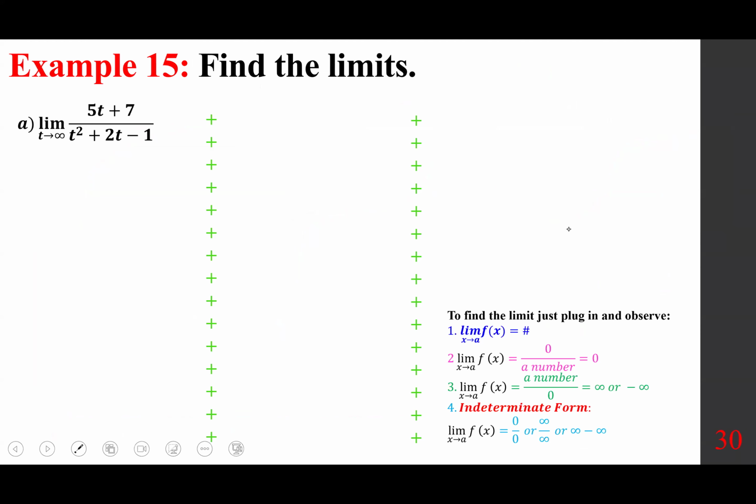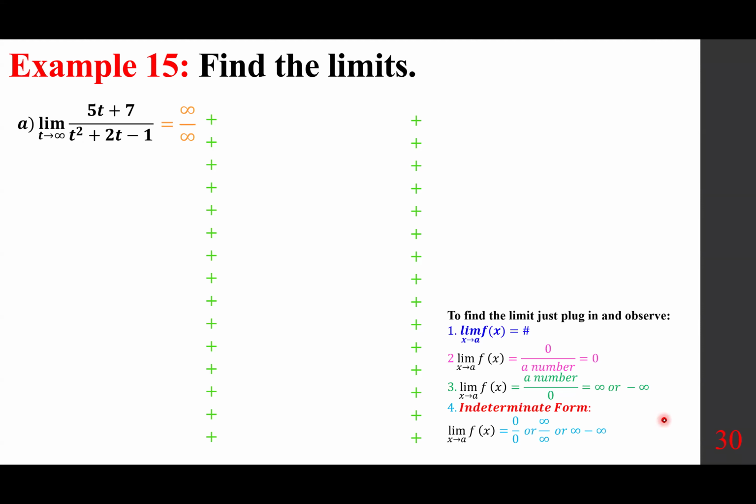We want to find limits, and first and foremost, I want to remind you how to find limits. Plug in and observe. If the limit of f of x as x approaches a is a number, you're done. If it's 0 over a number, you're done. It's 0. If it's a number over 0, it's infinity or negative infinity. You have to figure out positive or negative. But in most cases, we end up with the indeterminate forms of 0 over 0, infinity over infinity, infinity minus infinity, 1 to the power of infinity, and other forms, which means more work. Right now, if you plug in, you get infinity over infinity.